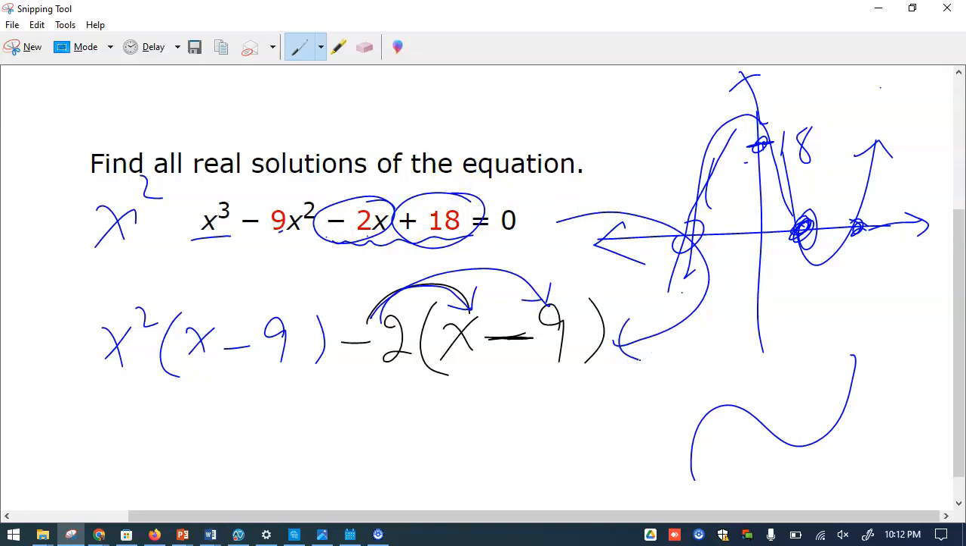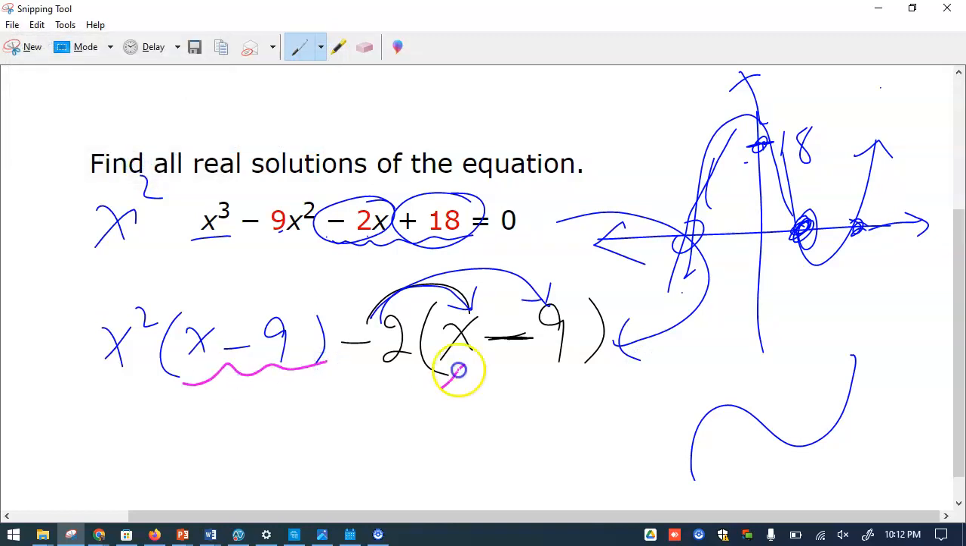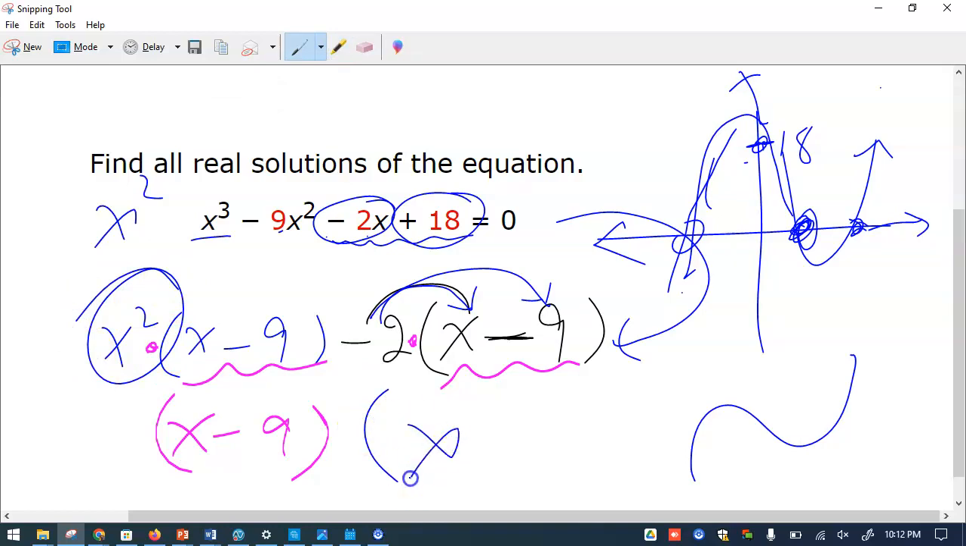Now the next is, you notice that there is an x minus 9 right here. So it means this is the factor which is common for both, right? So I'm going to pull this x minus 9 outside, and what stays inside is this x squared will remain, and this side is a -2. Let me put it small there. So it is x squared, and this -2 will remain, right?